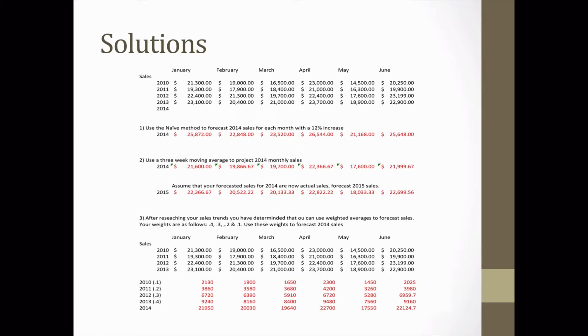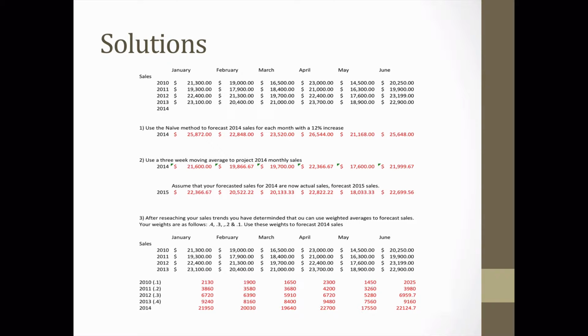The 2014 sales using 12%. So you're just going to take your 2013 numbers and multiply them by 1.12. And when you go across, of course, for January, you get 25,872, February 22,848, and again, March, you're going to take 21,000 multiplied by 1.12, and you're going to get 23,520, and so on.